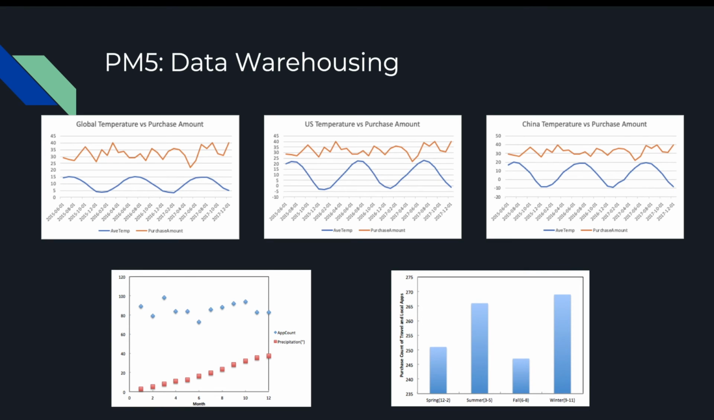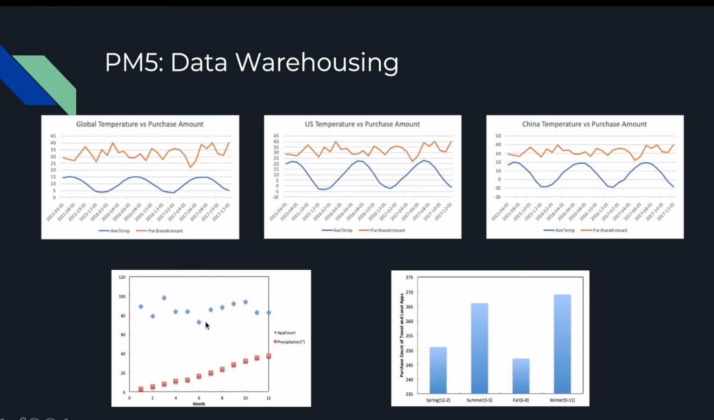From the Excel file, we generated these graphs. First, let's look at the correlation between temperature and app purchase amount. We do see some correlation between the app purchase and temperature in late 2015 or early 2016, or late 2016 and early 2017, considering either global temperature, US temperature, or China temperature.